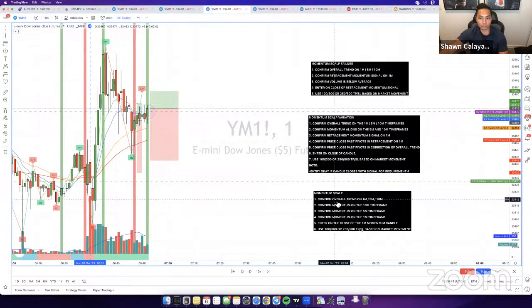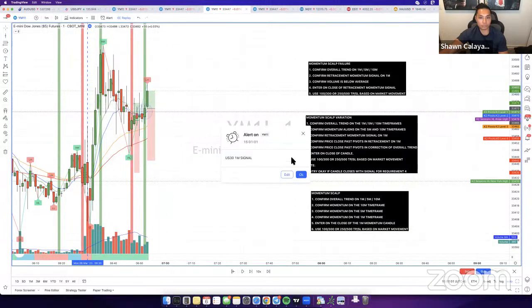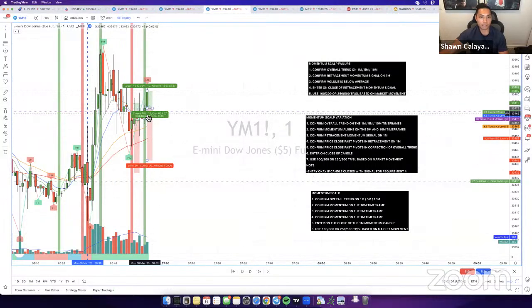We had overall trend was bullish. We had bullish momentum on the 5 and 10. And then we had the 1 minute momentum here, which would provide an entry for momentum scalp. If you would have taken the trade there, straight to profit target. So 2 entries right there, or 3 entries actually. It was 1 entry for momentum scalp failure. And then this candle right here was 2 strategies on the same candle. I wouldn't have taken the trade because of the sessions.